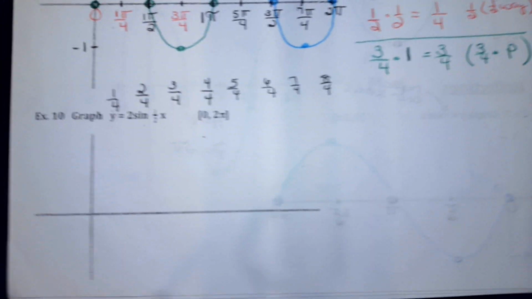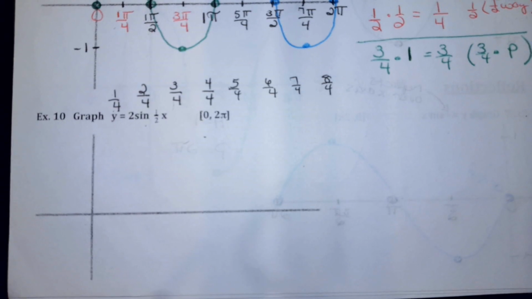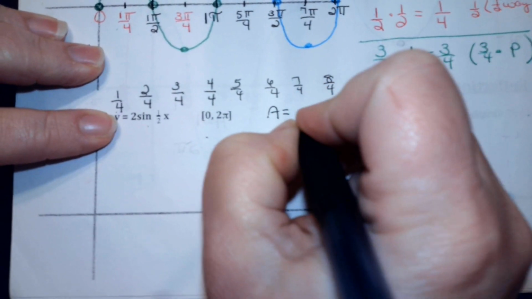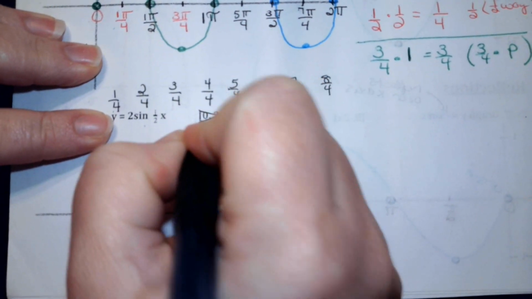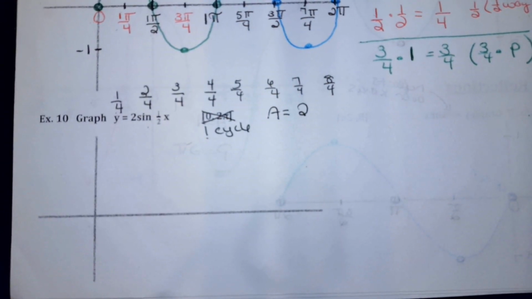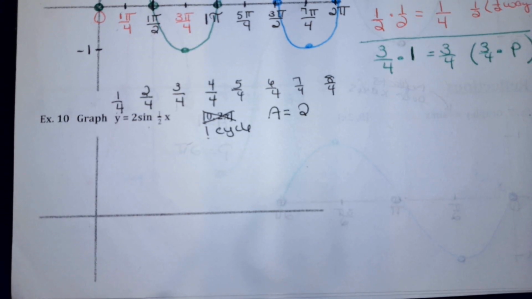All right, going to example 10. Our amplitude is 2. Now, I'm going to cross this out right here and just put one cycle. Again, I meant to go back and retype that part, but I just forgot.